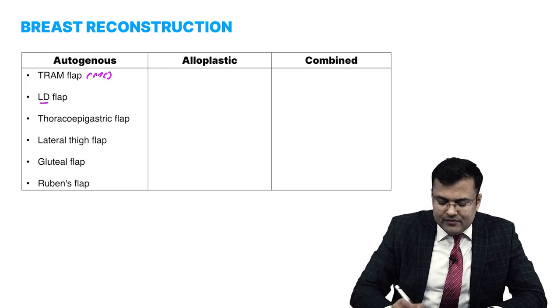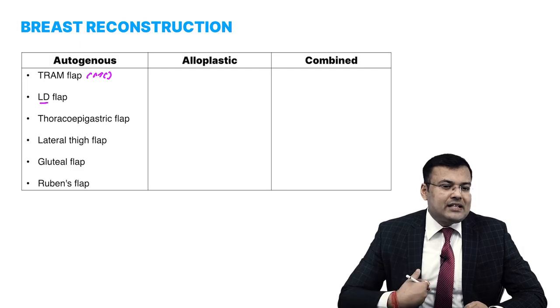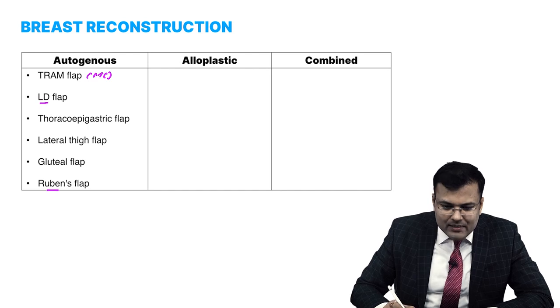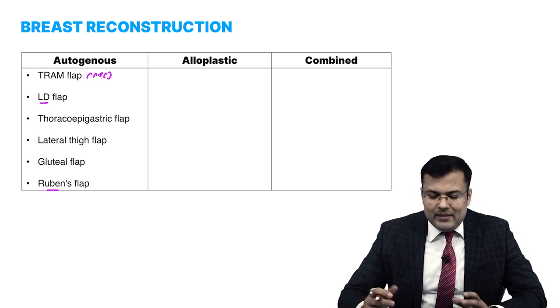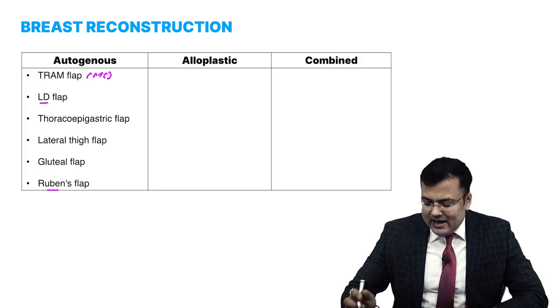Next, LD flap, tell me the full form. Latissimus dorsi flap. Third, thoracoepigastric flap, lateral thigh flap, gluteal flap, and Rubens flap. Can you tell me this Rubens flap, it is based on which artery? It's based on deep circumflex iliac artery.